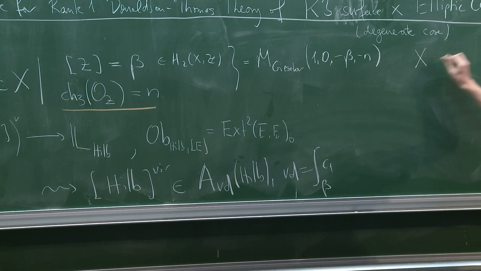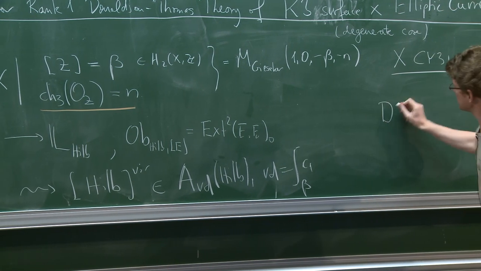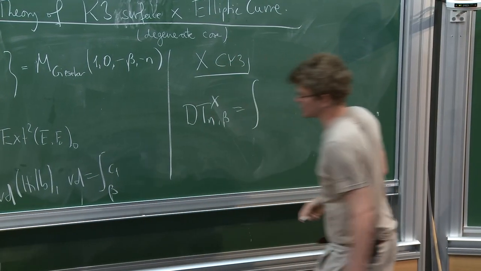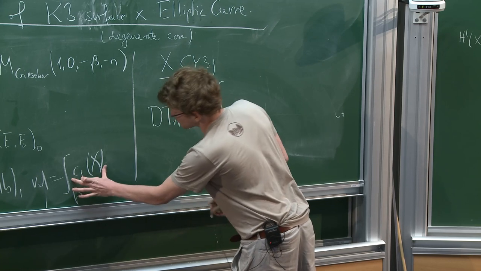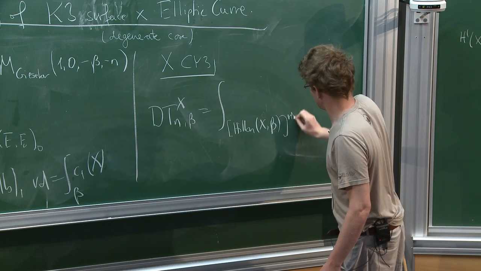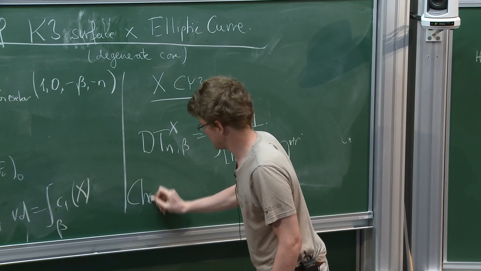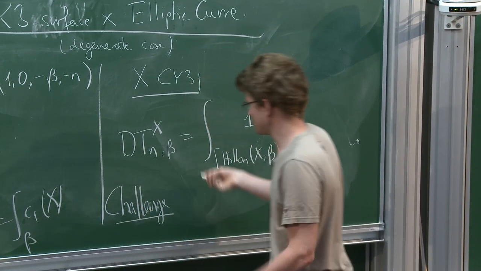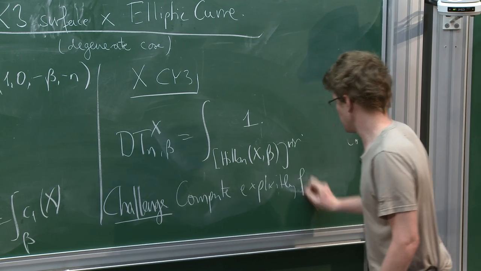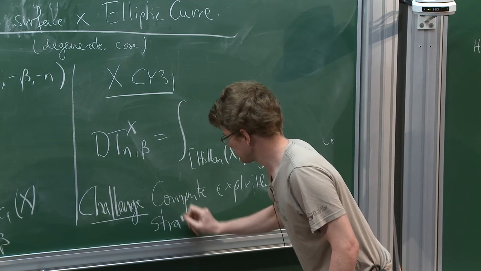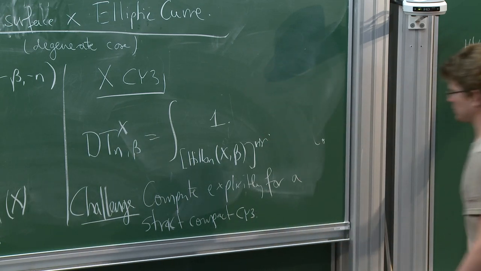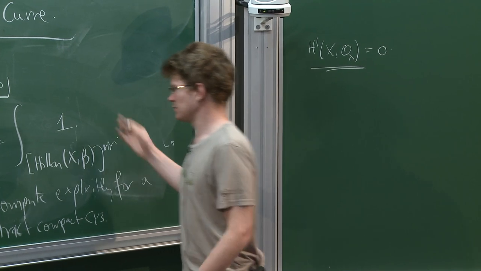So if X is Calabi-Yau, you can define the DT numbers of your space just by taking the degree of this virtual fundamental class. Calabi-Yau means c1 is zero, so the virtual dimension vanishes, and then you just integrate. And really a challenge in the field is to compute it explicitly for a strict compact Calabi-Yau threefold, and here strict is this condition I put here. For example, for the quintic threefold, compute this number.